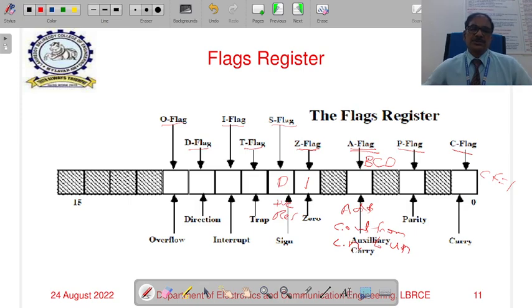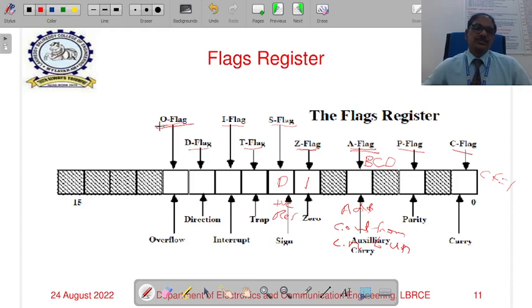If the result is positive, then the sign flag is reset. If the result is negative, the sign flag is set. And the overflow flag: this overflow flag is used to indicate whether the result is exceeding the capacity of the register, that is overflow.